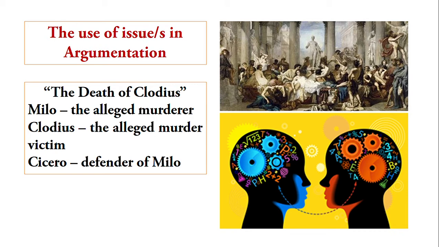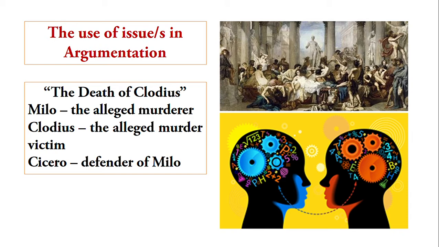So, in his defense of Milo, Cicero, the defender of Milo, conceded the issue of fact. Why did he disregard it? Because when we use the issue of fact, or the definition of something, it could simply be defined that Milo did kill Claudius. So if he were to use the issue of fact in his argument, then Milo would be convicted of murder.